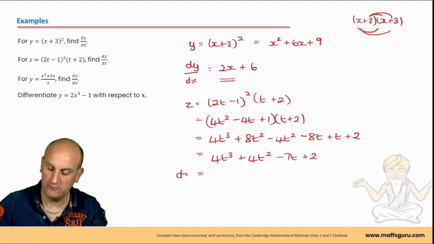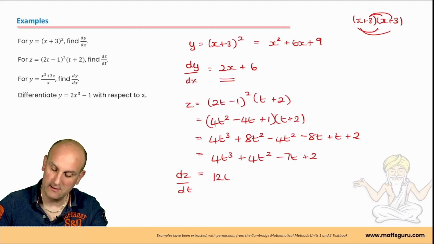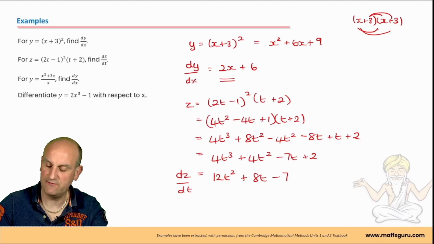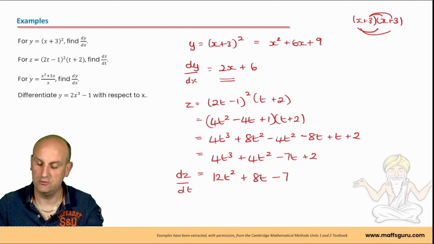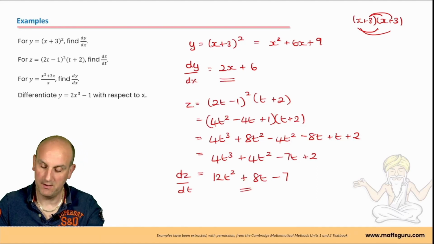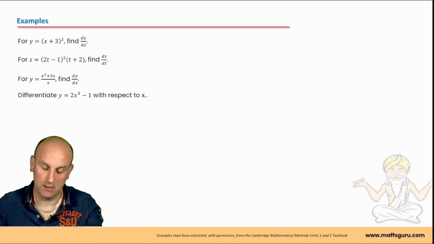Now I can do dz by dt, making sure I've got my pronumerals correct there, as 4 times 3 is 12, t, take 1 off the power, 4 times 2 is 8, t, take 1 off the power, minus 7, because anything with just the letter in it becomes just a pronumeral, and 2 has gone. So there we've got dz by dt. Okay, as I've run out of space on that one, let's go on to the next one.